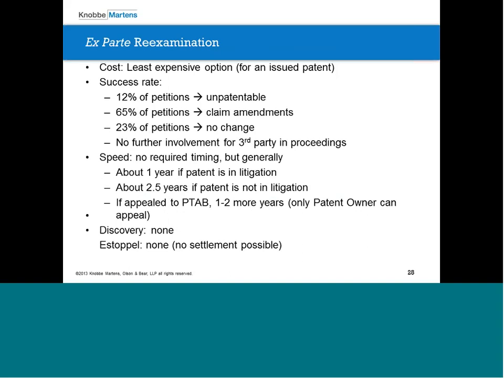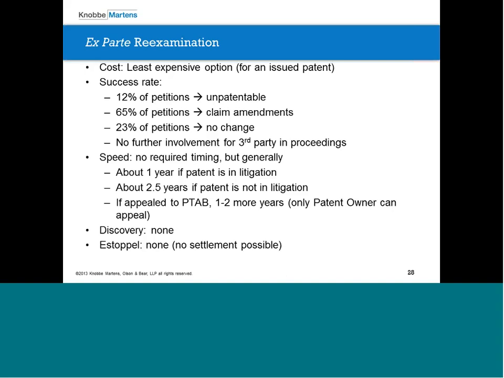So just starting with ex parte re-exam as kind of the baseline, this is traditionally thought of as the least expensive option for challenging an issued patent. It's also thought of as having a relatively low success rate. In part, that's because 12% of the petitions, that's basically the success rate for resulting in the patent being unpatentable. That said, 65% of the petitions result in some sort of claim amendment. So it may be that for your particular scenario, you're more interested in a claim amendment than a complete finding of unpatentability. So that may be all the success you need. At the end of the day, though, there's still a full quarter of the cases that are petitioned that result in no change in the scope of the patent.